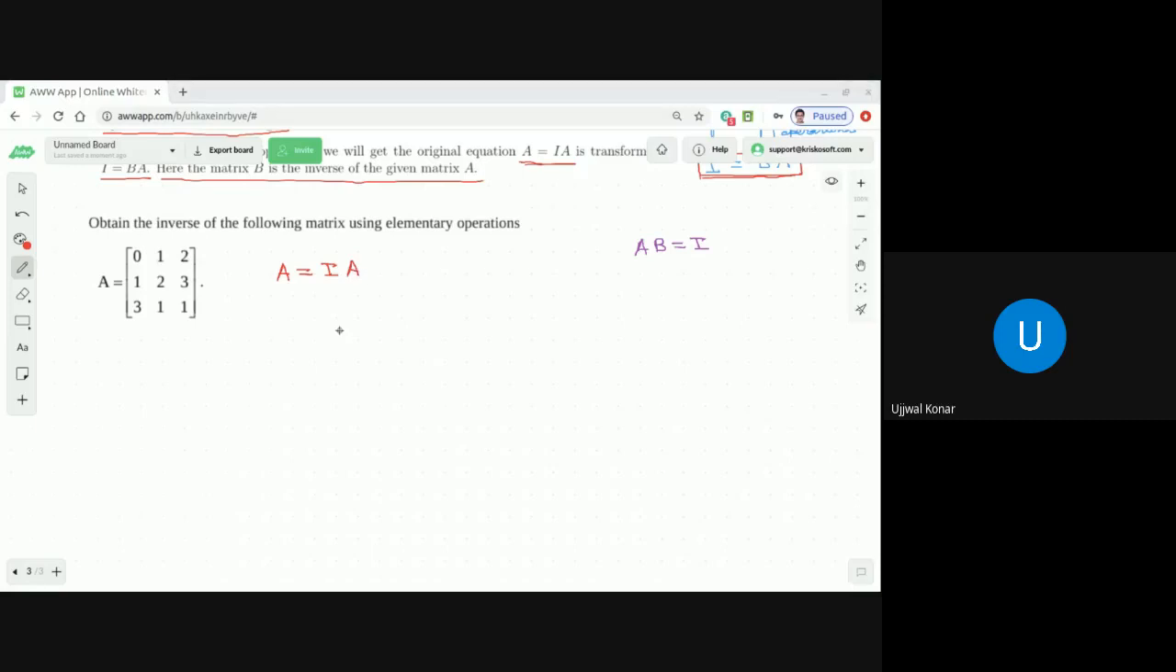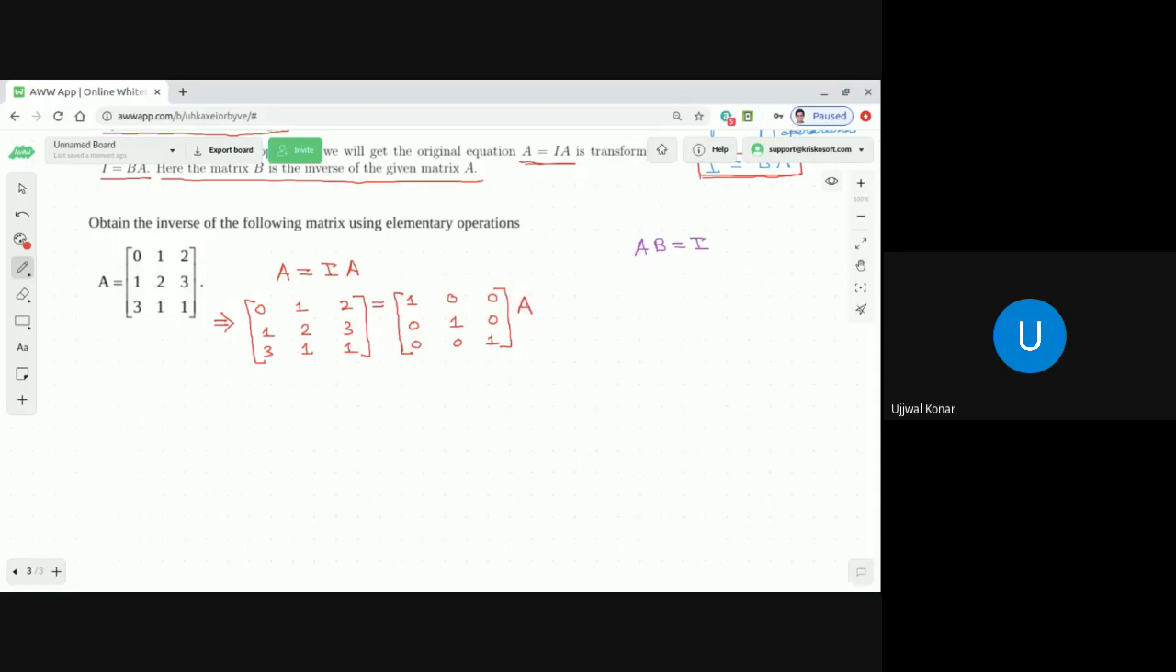So this implies the matrix 0, 1, 2, 1, 2, 3, 3, 1, 1 is equal to the identity matrix of order 3, that is 1, 0, 0, 0, 1, 0, 0, 0, 1, and then the matrix A. As we have learned, we are not going to change anything on the matrix A in the right hand side; let us keep it as it is.